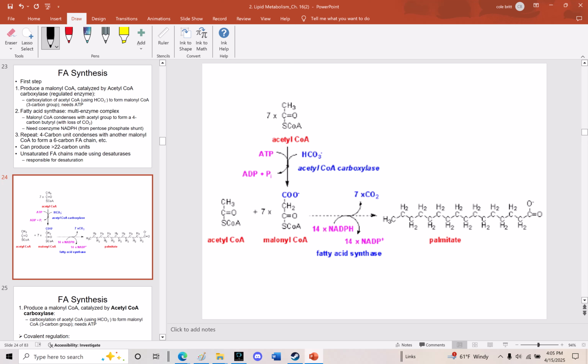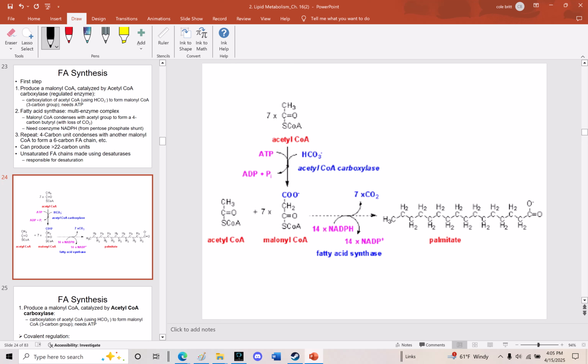I'm going to show you this fatty acid synthase really quickly. Oh, actually, I'm going to stick with your slides. I'm going to go back and just talk about this first one, acetyl-CoA carboxylase. So remember, this is the regulated enzyme. So this is the regulation you need to know for this pathway. It's the only enzyme that's regulated in this pathway, or regulated significantly, I should say.